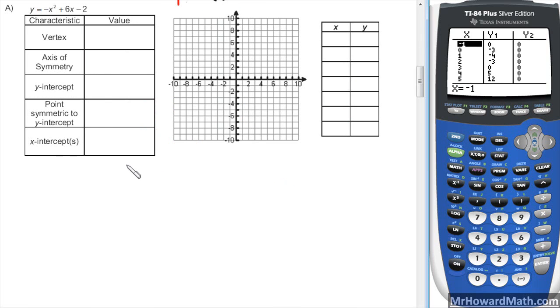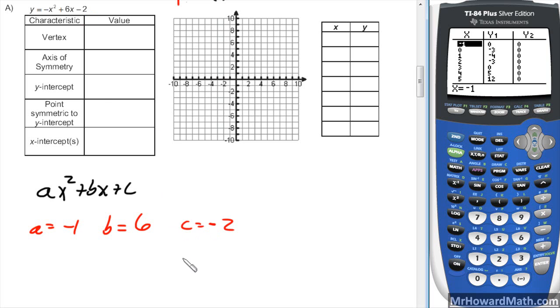All right, second, and it'll be the last example for this video. The first thing we do is identify our A, B, and C. Again, this is the standard form right here. The A value is this implied negative 1 right there. The B value is the number in front of x, so that would be positive 6. The C value is the last one, negative 2.